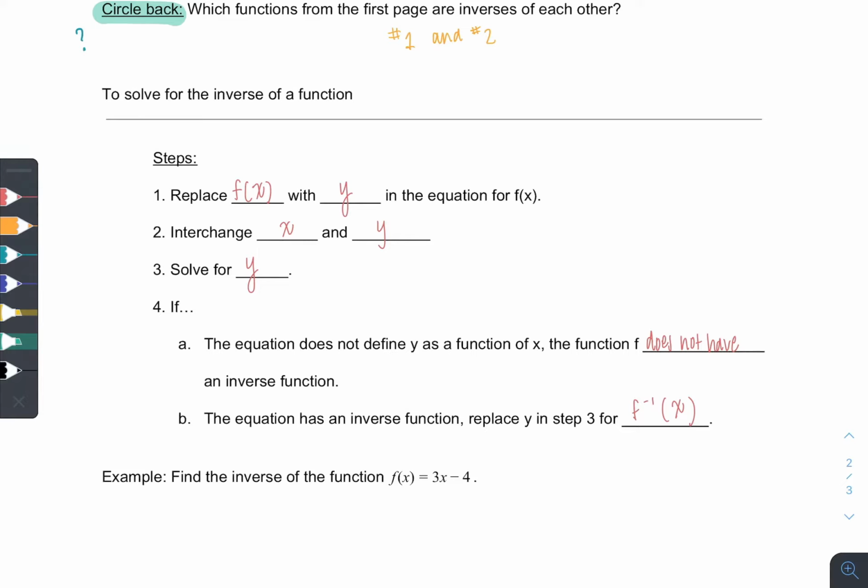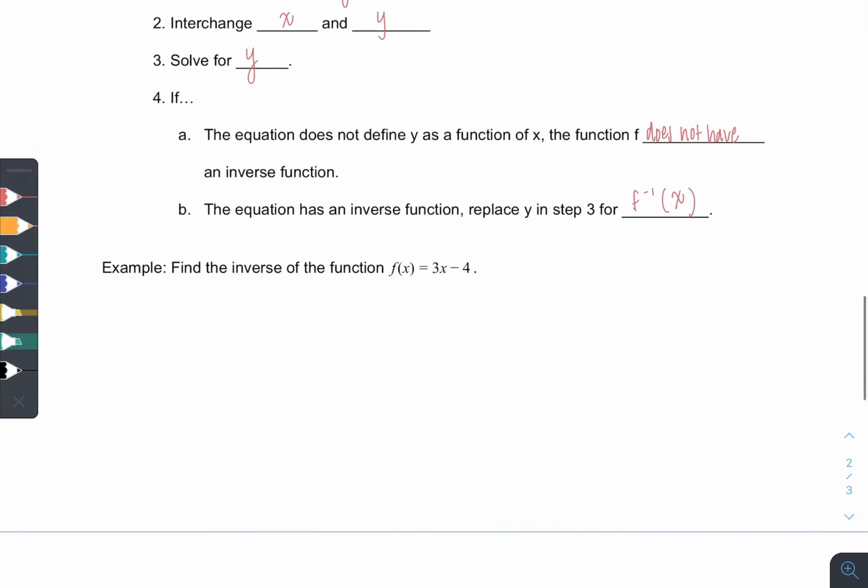Third, solve for y. And then step 4, so if we don't have a function, so if y is not defined as a function of x, then the function does not have an inverse function. It has an inverse, but it's not an inverse function. And then secondly, if the equation has an inverse function, then you're going to replace y with f inverse of x.